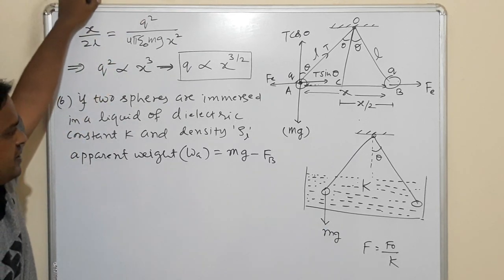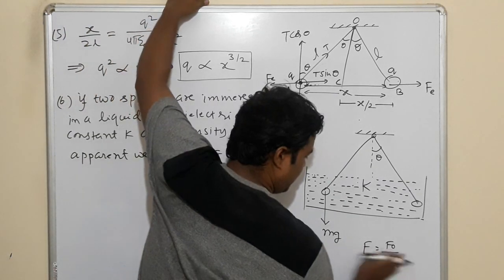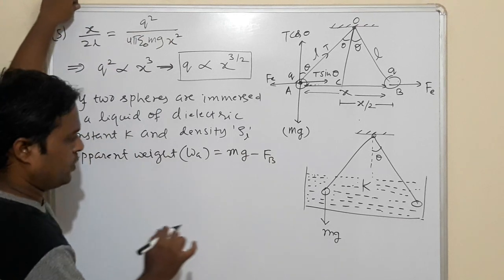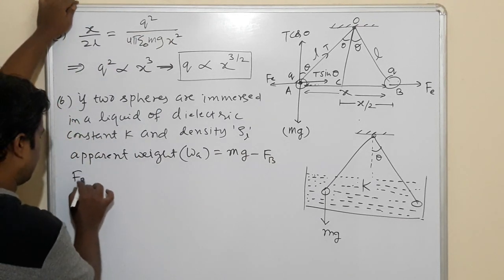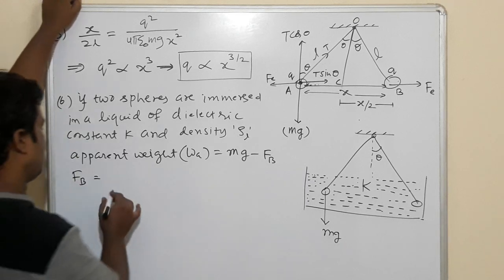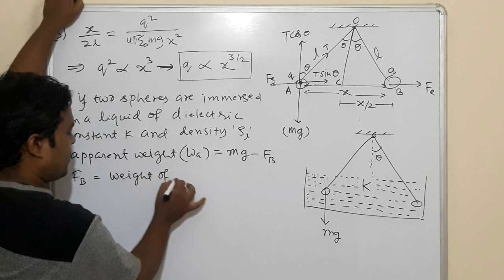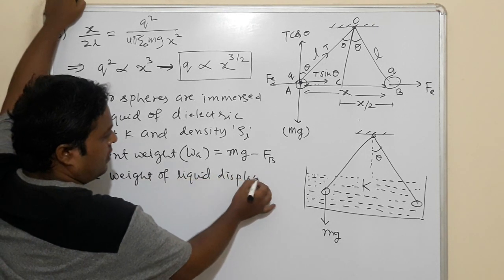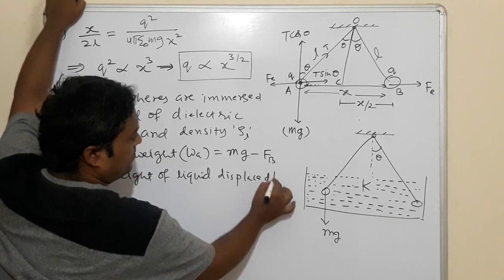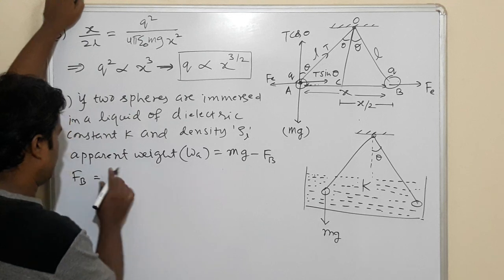This you have studied in the first year. Buoyant force is calculated by using this formula. Actually, I will tell you, suppose buoyant force, according to Archimedes principle, buoyant force is equal to what? Buoyant force is equal to weight of liquid displaced by the body.